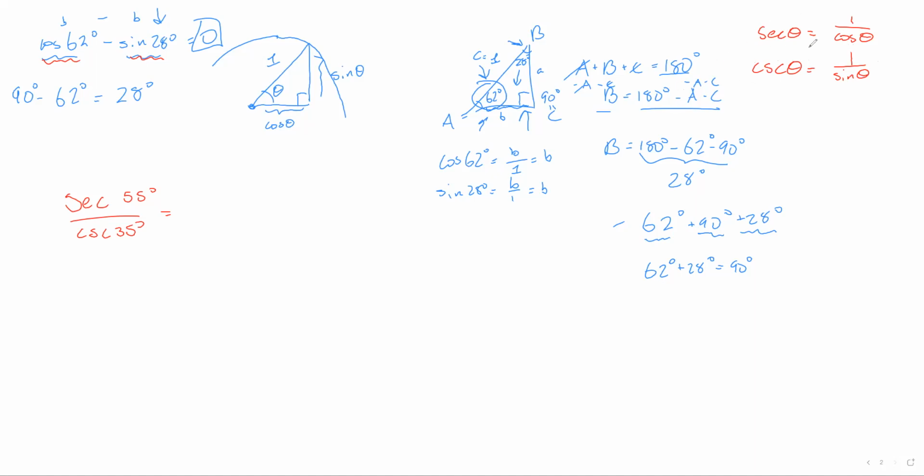Okay, so let's use this. We can just replace this with this, and we'll do that as well. So this ends up being 1 over cosine of 55 degrees. Just replace theta with our 55. Cosecant, we can do the same thing, 1 over sine. Oops, not 55, 35.